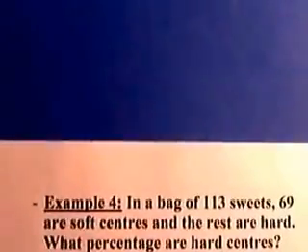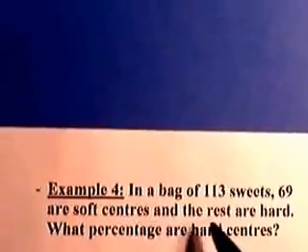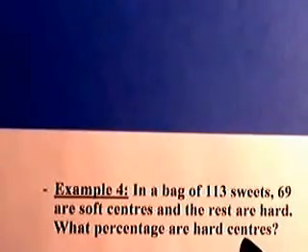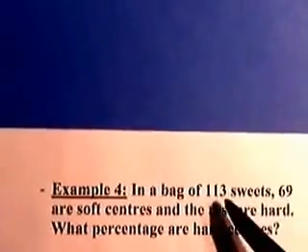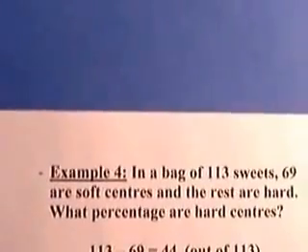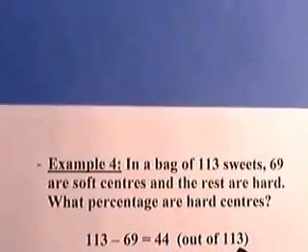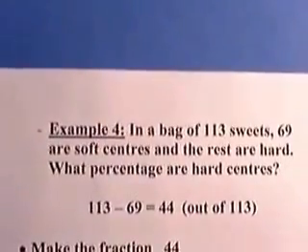Now let's move on to example 4 and just straighten that out, get it in the right place. Example 4 says, in a bag of 113 sweets, 69 are soft centers and the rest are hard. What percentage are hard centers? Well, if 69 of them are soft, then what's left in the 113 must be the hard centers. So we have to do this subtraction. 113 take away 69 is 44. So 44 out of 113 are hard centers.